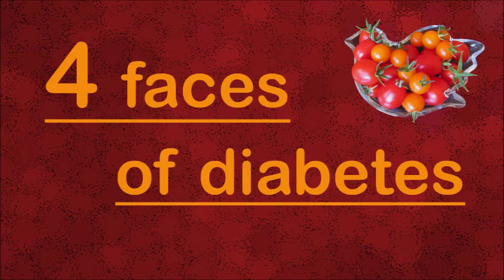The 4 phases of diabetes. Diabetes, or diabetes mellitus to give it its full name, comes from the Greek, which means honey-tasting urine. This is a disease where people are spilling sugar into their urine because it's so high in the blood.